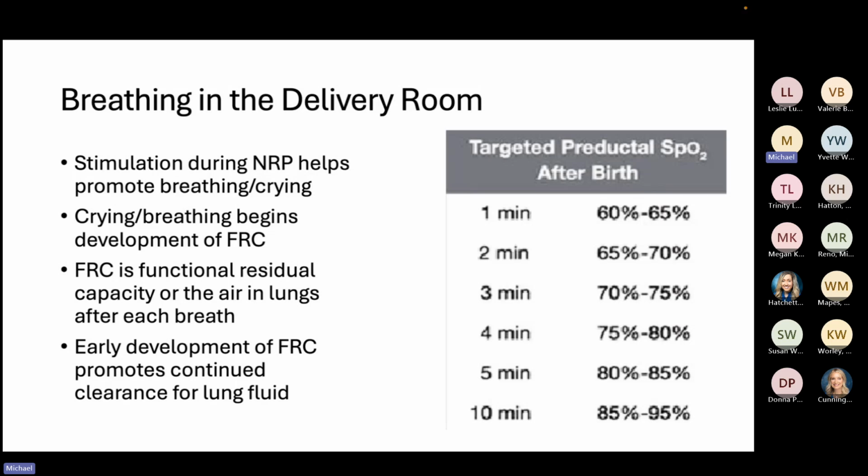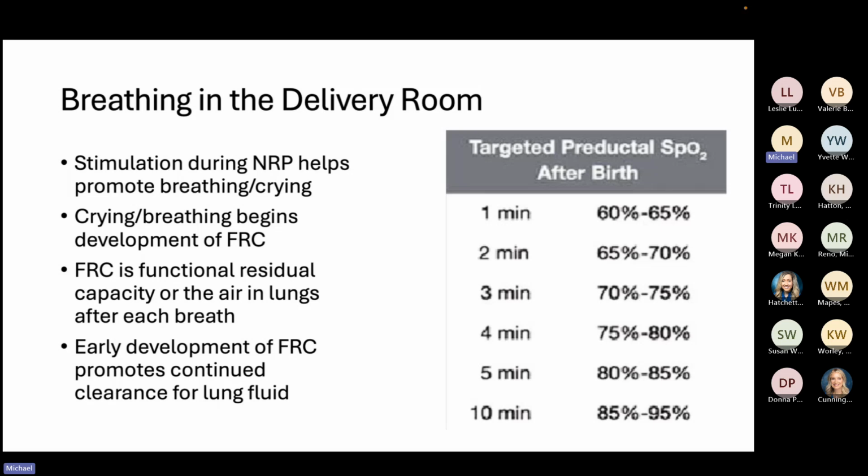Prior to the 2017, 2018 update to NRP, we weren't monitoring heart rate. And before 2017, a lot of centers were monitoring oxygen saturations by using color. They weren't even using pulse oxes in the delivery room. But now pulse oximetry has become a mainstay of NRP. But it's important to remember that oxygen saturations are not going to be the same goals in the newborn nursery compared to what they're going to be in the delivery room.